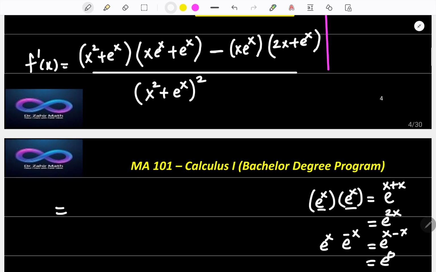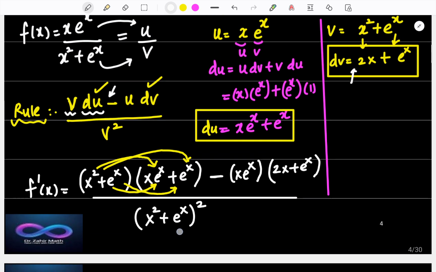Let's slowly multiply this one. X square into this, and then x square into this. Then e power x into this, e power x into this. So slowly multiply. X square into this is what? x square e power x.